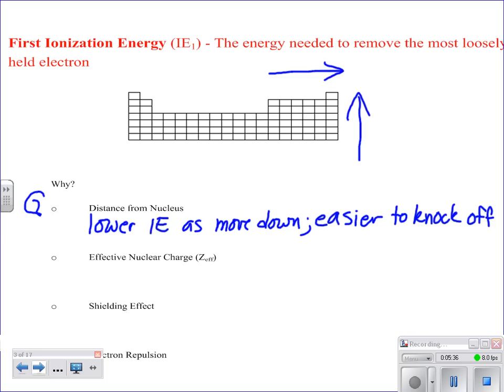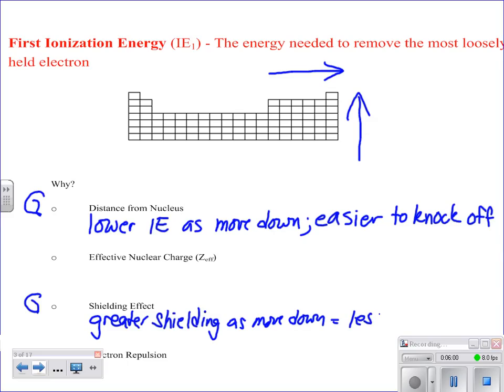We also said the shielding effect played a role with groups. There's greater shielding as you move down, because you've got all of those core electrons in there, and that's going to mean less nuclear pull. So again, it's going to take less energy to knock it off.